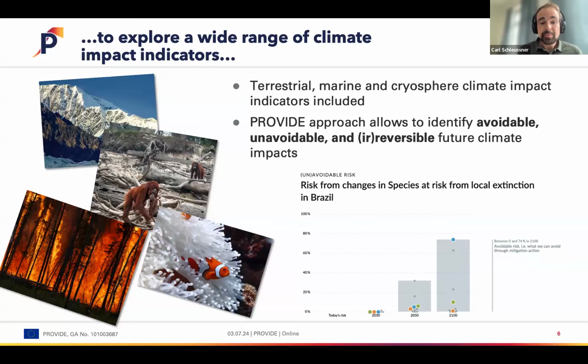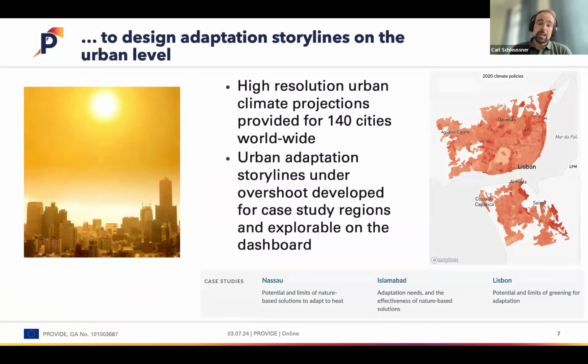Next slide, please. But we don't stop at the physical hazard level. We are going all the way to exploring what it implies for adaptation, including in particular in the context of high resolution urban climate projections that we provide for 140 cities worldwide on the dashboard. And then for a number of case studies, we have explored urban adaptation storylines with urban planners, practitioners on the ground in the co-development approach. And my colleague, Dr. Mariam Salikan, will illustrate this in the example of our case study of the city of Islamabad in Pakistan today.